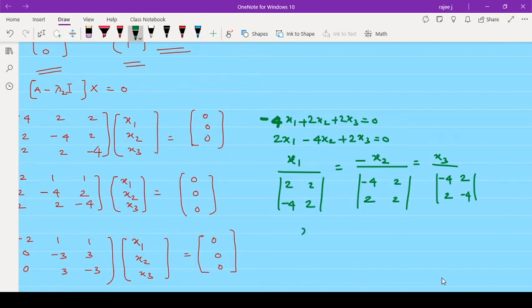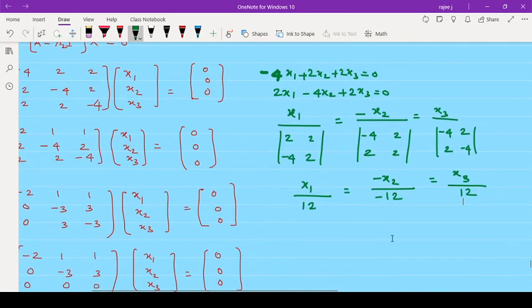So that is x1 divided by, 2 2s are 4, minus 4 2s are 8. So 8 plus 4, 12, equal to, here minus x2 divided by minus 8 minus 4, minus 12, and here also x3 divided by 16 minus 4, that is 12.